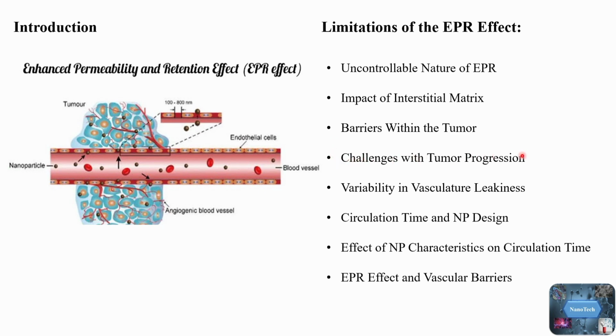4. Challenges with tumor progression. Specific nanodrug designs may not cater to mature tumors, especially in later stages of progression. Tumor size and characteristics at different stages pose challenges to consistent nanodrug delivery. 5. Variability in vasculature leakiness. Solid tumors don't universally exhibit leaky vasculature. Immature tumors lack leaky blood vessels, resulting in insufficient drug reaching the tumor site.